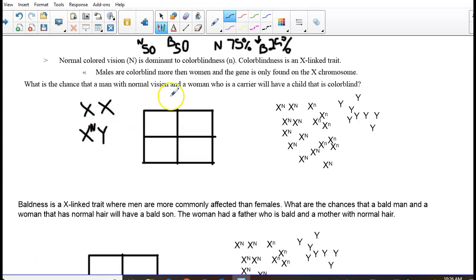It's only carried on the X. And then we have a woman who is a carrier. So if she's a carrier, she's going to be big N, little n. Now, if it said that she was homozygous dominant, she would be big N, but she's not. So let's fill in our Punnett square.